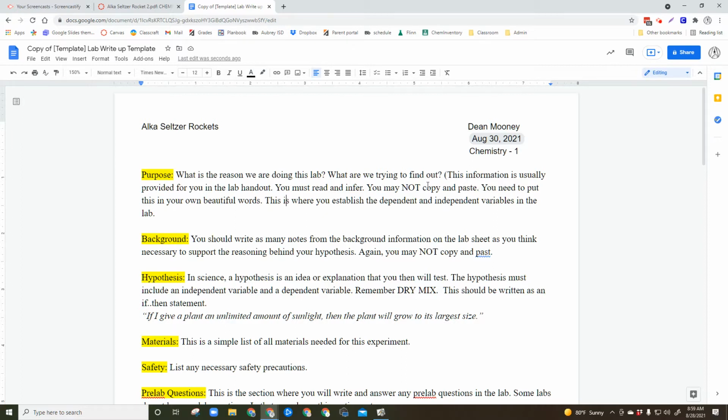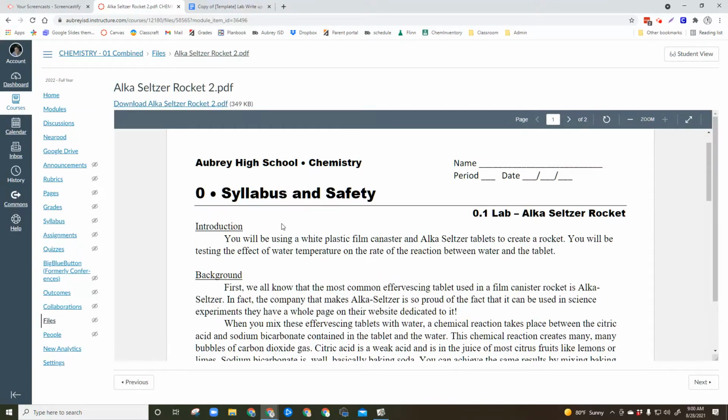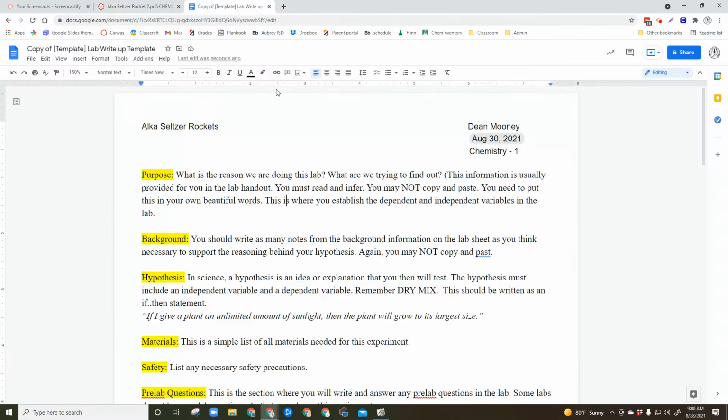And that's not only copying and pasting the original, but it's copying and pasting each other's work as well. Do not do that. You need to put this in your own beautiful words. This is where you establish the dependent and the independent variables in the lab.